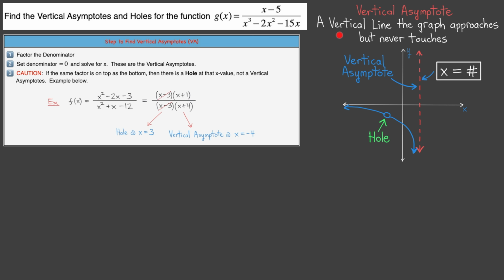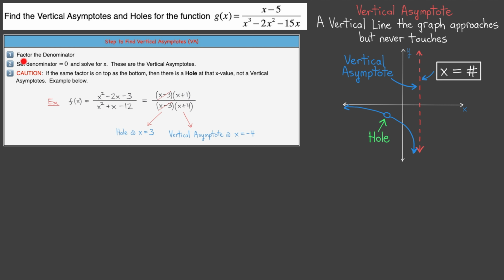A vertical asymptote is a vertical line the graph approaches but never touches. So this red dashed line here is a vertical asymptote. Notice the equation of this line is x equals a number. That number is wherever the vertical asymptote crosses the x-axis here. And for the definition of a hole, the hole is a point on the curve that is not defined. So let's look at the steps to find vertical asymptotes.